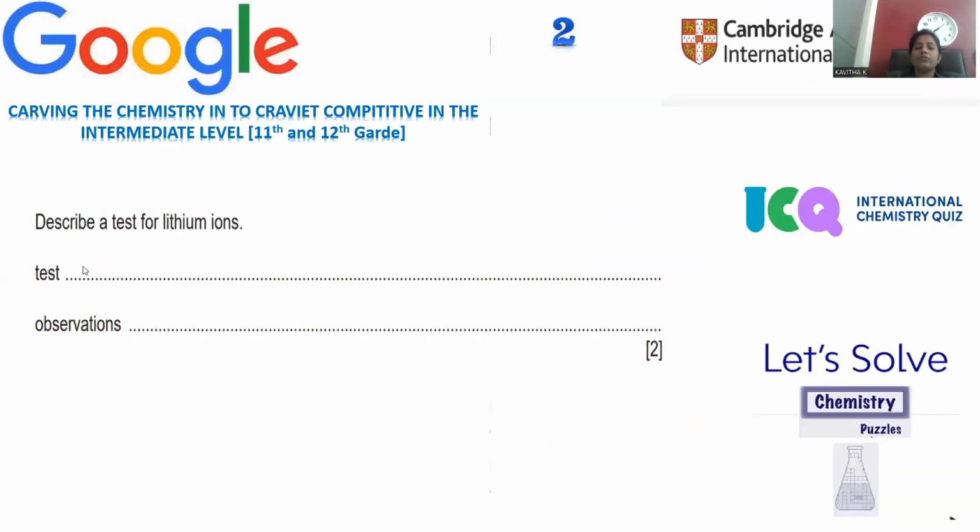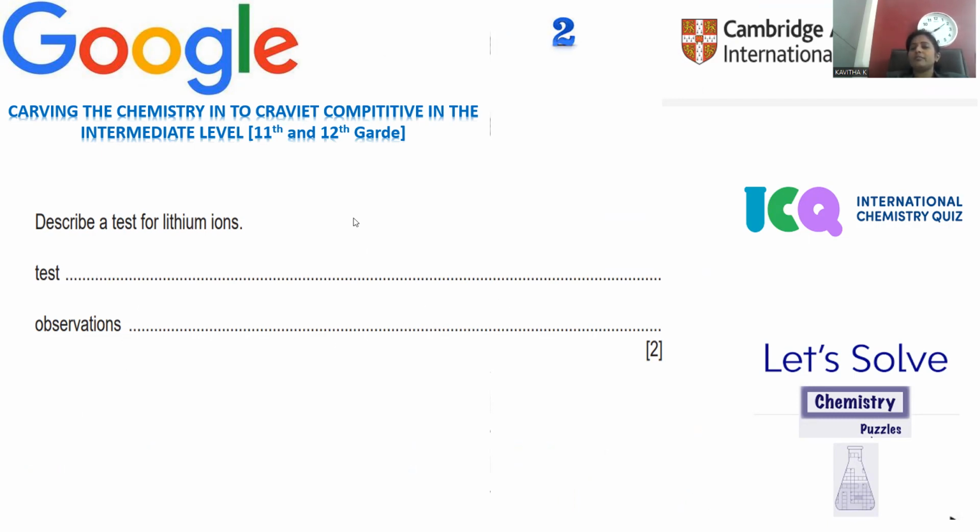This is the way I'm doing the test. Name of the test will be flame test. Observation will be red color. Name of the test will be phosphate test. Here observation will be white precipitate formation. Here for the confirmation, I am going to do the two tests and its observation is also mentioned.